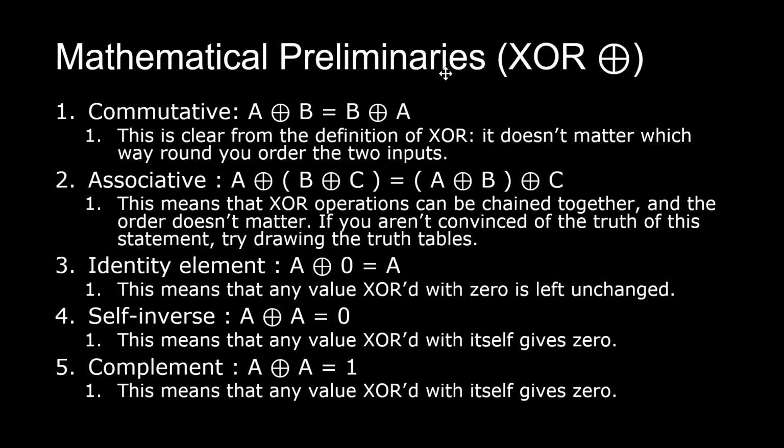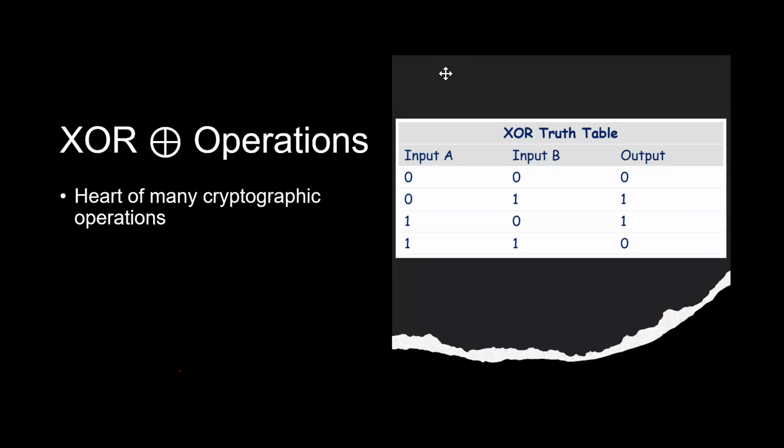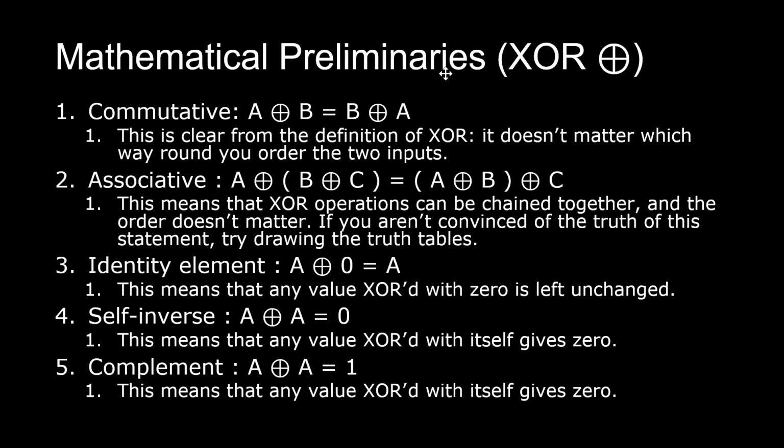All right. Number 2, we have associative. So we have A XOR B XOR C. And it doesn't matter which ones you do first, since as we mentioned before, it's a combination of 2 to get 1 output. So no matter if we do A and B or B and C first, we'll still get the same. So just as an example, I have a black screen here.